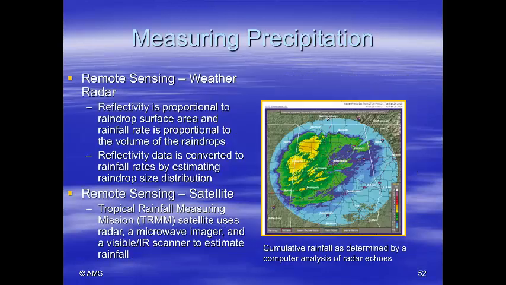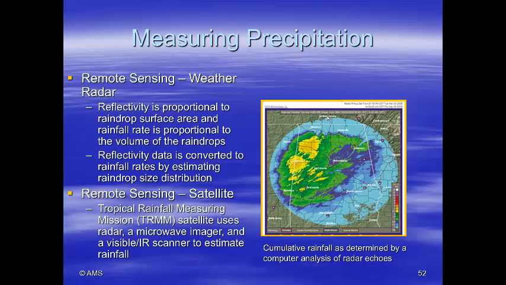We can also use remote sensing, so we can use radar reflectivity. The reflectivity is proportional to the raindrop surface area, and the rainfall rate is proportional to the volume of the raindrops. So we can use radar to detect it.